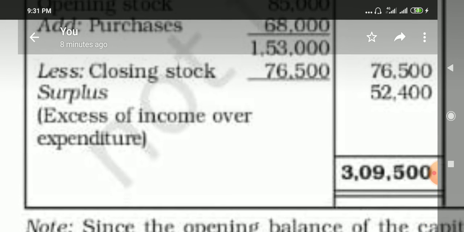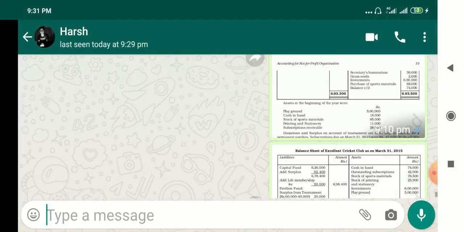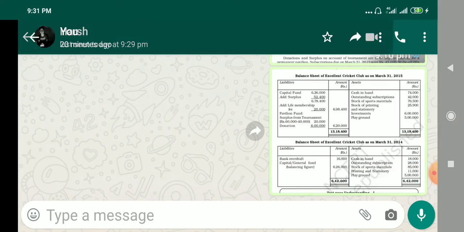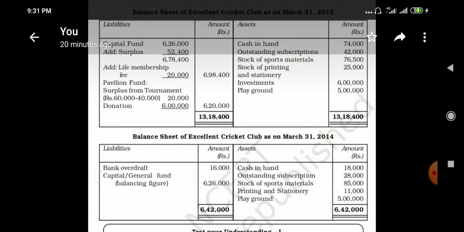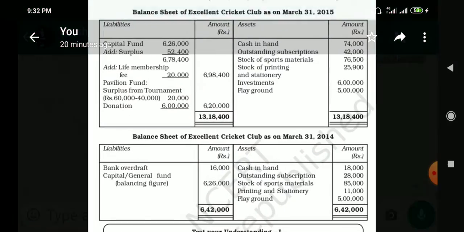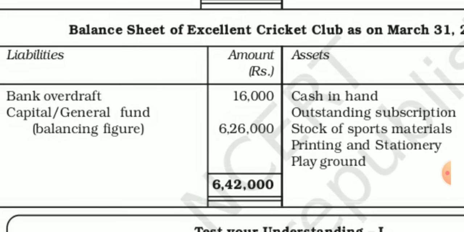Now we are going to make the balance sheet, and in this we are going to make two balance sheets. One opening balance sheet for calculating the capital fund, because no capital is given in the question, and then we are going to make the closing balance sheet. Now we are going to start with the opening balance sheet.